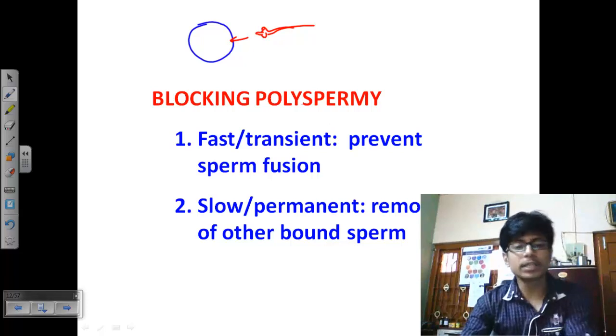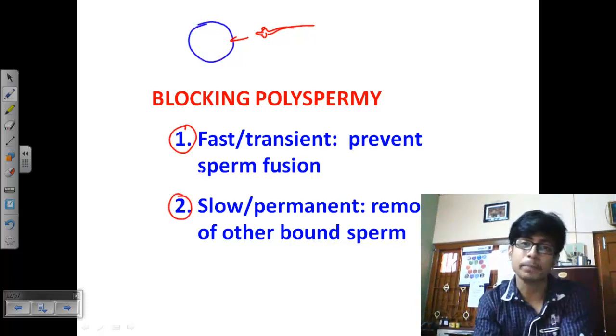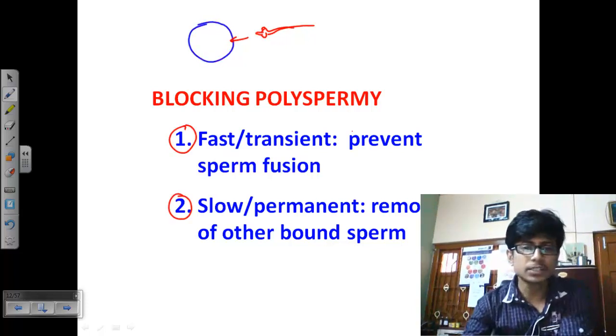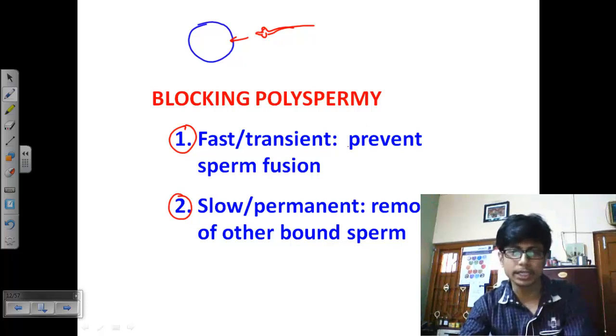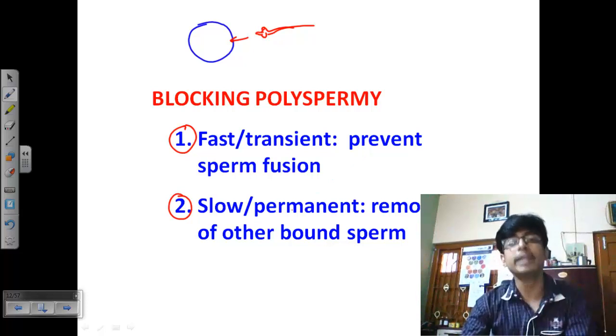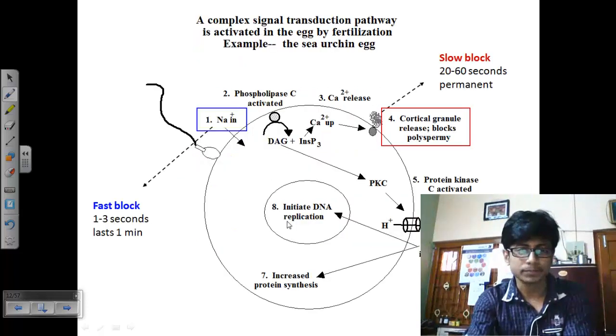Here, for blocking of polyspermy in the sea urchin study, we see there are two different ways polyspermy can be blocked. First is called the fast block or transient block. Transient block means the block will stay for a while only, which prevents the sperm fusion to the egg. The second block is called the slow block or permanent block, that is the removal of any other bound sperm that is present on the surface of the egg.